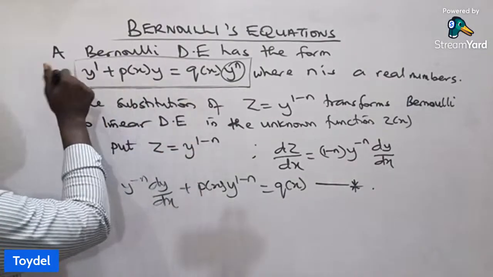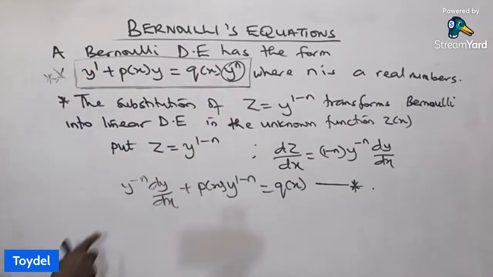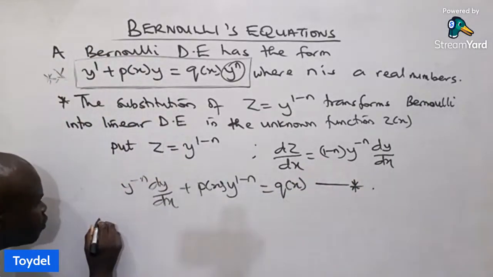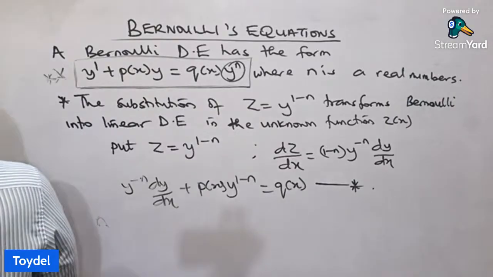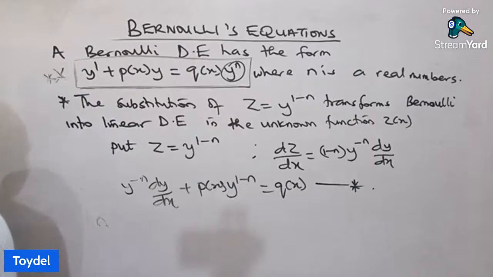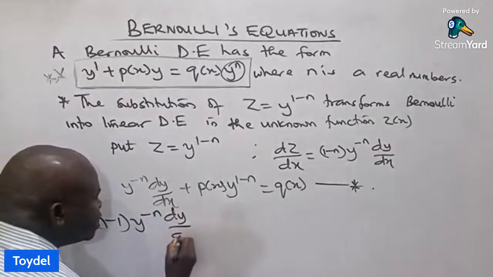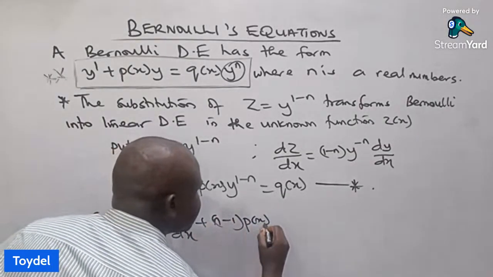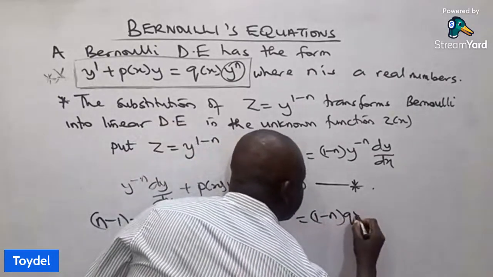From this Bernoulli equation, if we divide through by y raised to power n, we are going to get this. Since we have 1 minus n here, if we multiply through by 1 minus n, this is what we are going to have: (1 minus n) y^(-n) dy/dx plus (1 minus n) p(x) y^(1-n) is equal to (1 minus n) q(x).